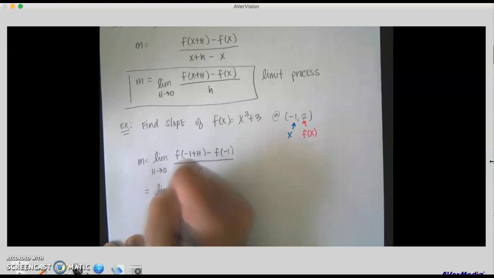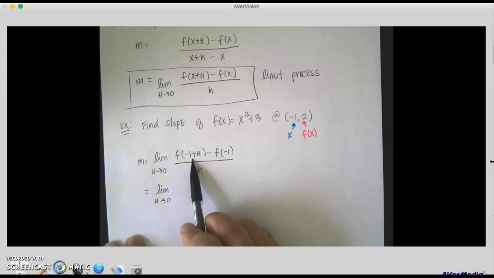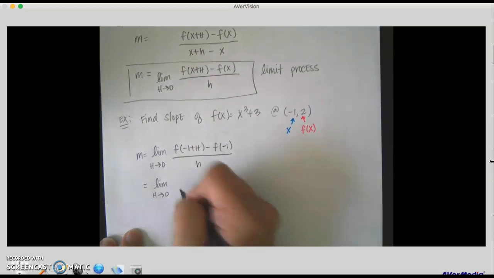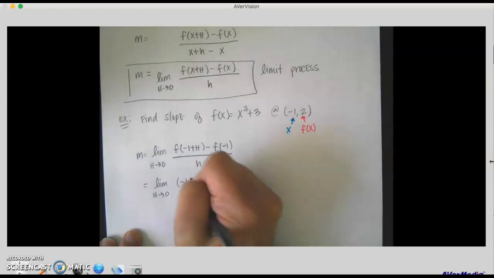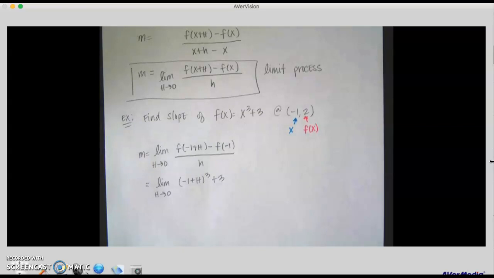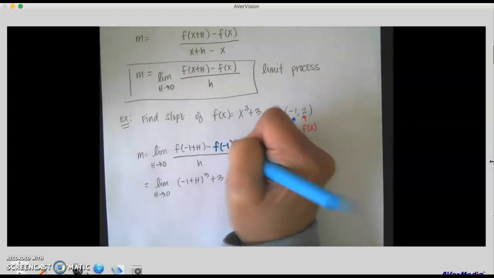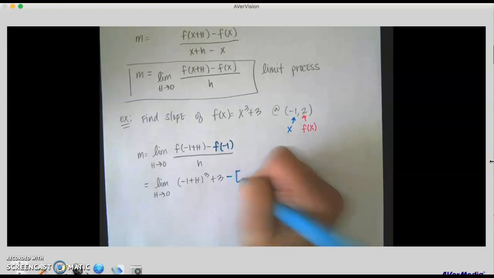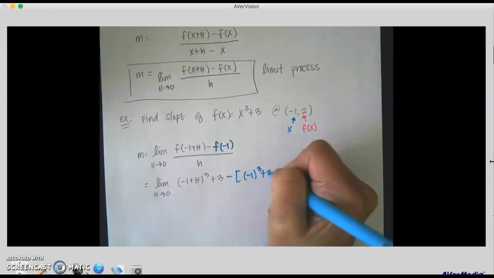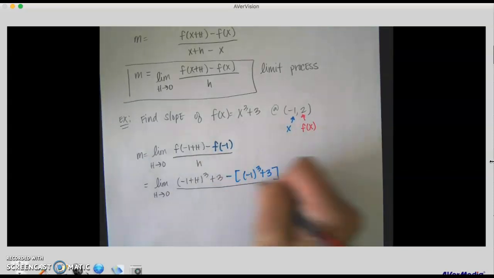We're just going to calculate it now. So remember, finding f of -1 plus h means that you're plugging -1 plus h in for your x's. So we have (-1 plus h) cubed plus 3. Then I'm going to take, again, in a different color, f of -1. We'll be subtracting, plugging in -1 into our function, all over h.